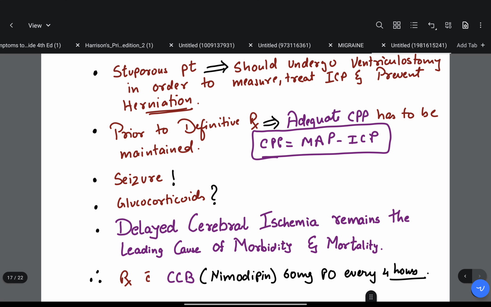Delayed cerebral ischemia remains the leading cause of morbidity and mortality. Therefore, we cannot overlook delayed cerebral ischemia, and it has to be treated with a calcium channel blocker, that is nimodipine, 60 mg per oral every 4 hourly.